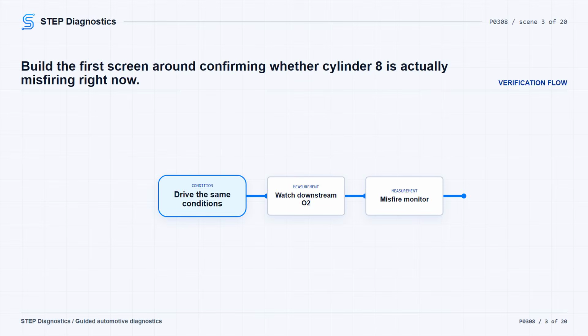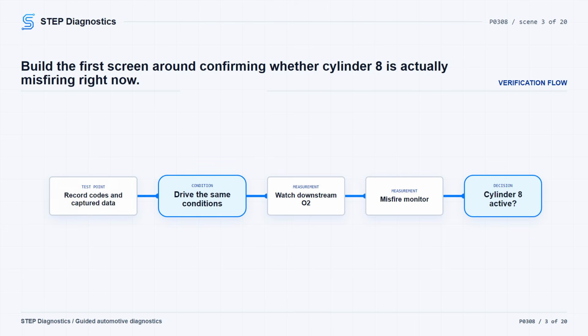Start with the basic system checks. Turn the ignition on, record all codes and captured operating data, then reproduce the captured conditions. During the drive, pay attention to when the misfire shows up, because that information matters later. Watch the downstream O2 sensors while the misfire is happening, and use the misfire monitor to confirm whether cylinder 8 is showing excessive misfires right now. If it is not active, treat it as an intermittent condition, instead of forcing the rest of the pinpoint path.